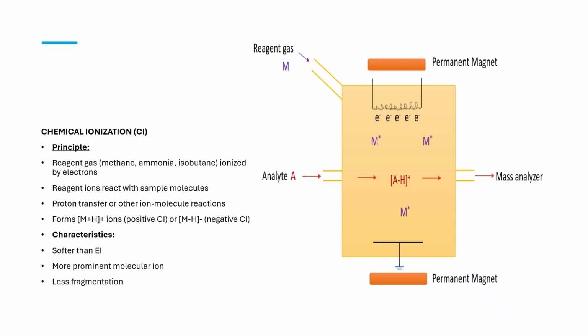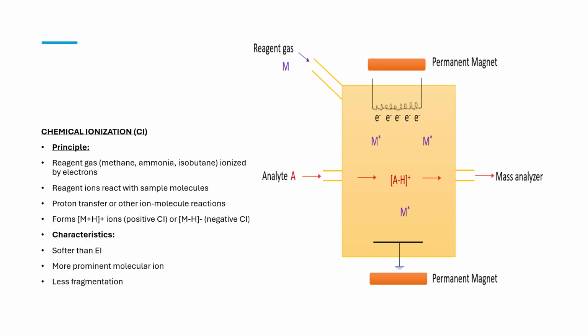Now coming to chemical ionization. It is somewhat similar conceptually to APCI, but done in a vacuum rather than at atmospheric pressure. In chemical ionization, you first ionize a reagent gas. Could be methane, ammonia, or isobutane. Then these reagent ions react with your sample molecules through proton transfer or other ion molecule reactions. So you end up with protonated molecules, that is M plus H in positive mode, or deprotonated molecules, that is M minus H in negative mode.